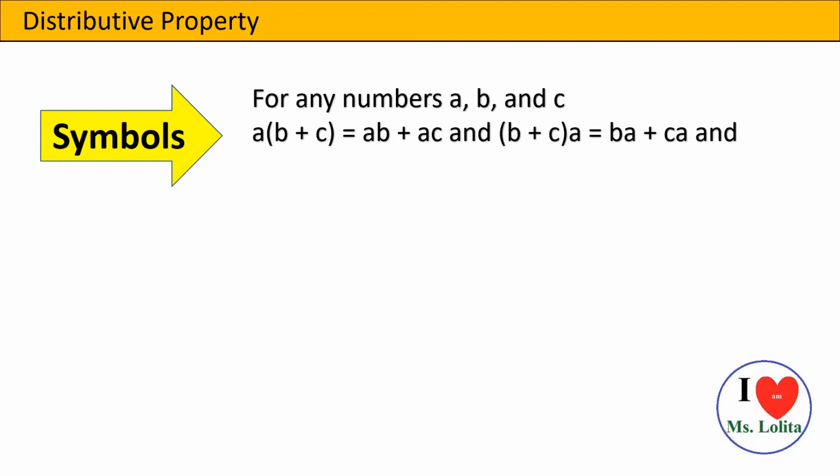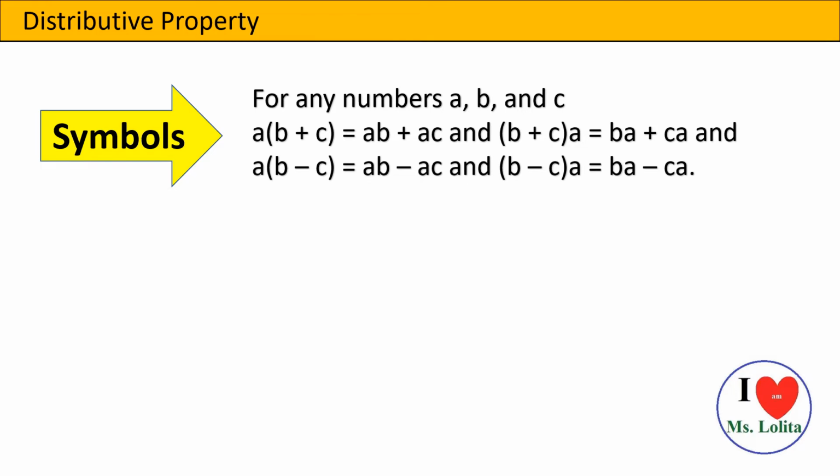So, for any numbers A, B, and C, if A multiplied with the open parenthesis B plus C close parenthesis, it will give us AB plus AC. The A will be distributed inside the parenthesis. And if B plus C inside the parenthesis is multiplied with the A, it will give us BA plus CA.